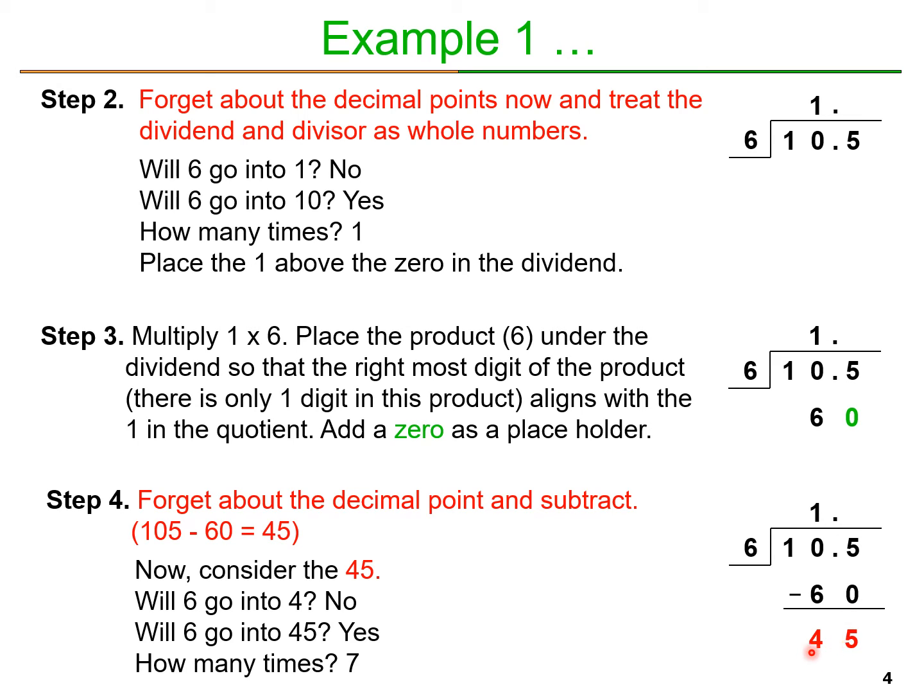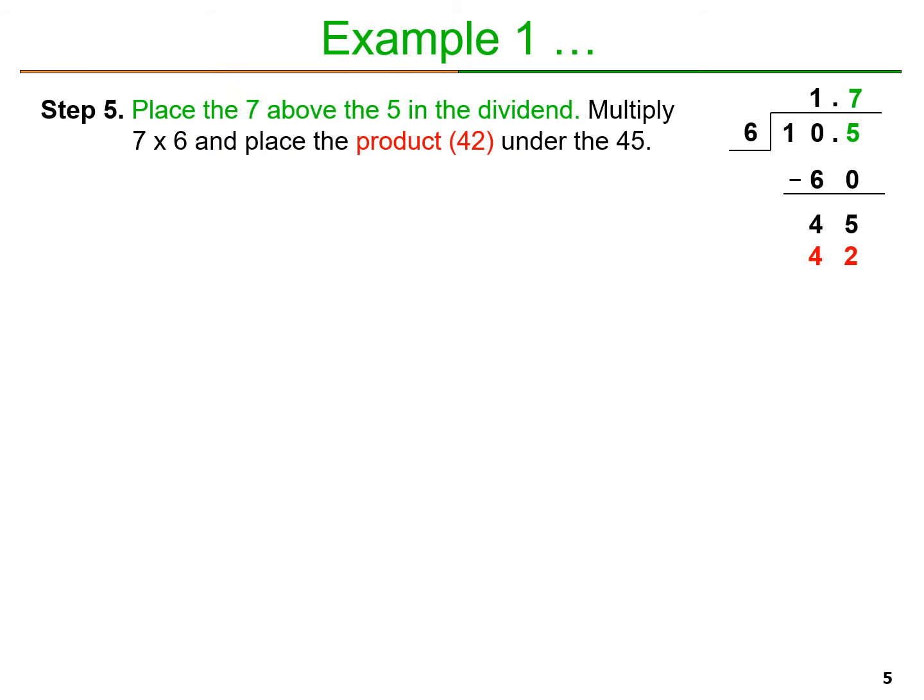Now, consider the 45. Will 6 go into 4? No. So let's consider one more digit. Let's consider the 4 and the 5 together, which is 45. Will 6 go into 45? It most certainly will, because 45 is larger than 6. How many times? 7. In step 5, 6 goes into 45 7 times. We put the 7 above the 5.